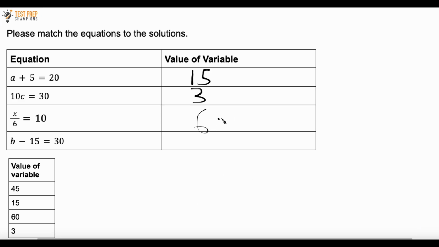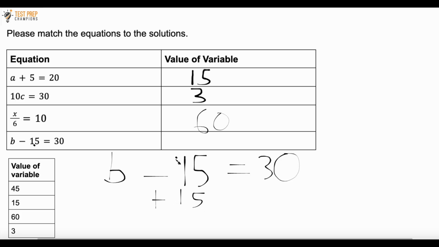And now we already know that the answer here is 45 because it's the only one left, but I'm going to work through this example anyway because this is such a fundamental skill. So we see b minus 15 equals 30. So how do I get the b? The way that I get the b is I have to add 15 to both sides, right? So if I add 15 to both sides, I'll see that b equals 45. So the answer here is b equals 45. So we've got 15, 3, 60, and 45 as the solutions.